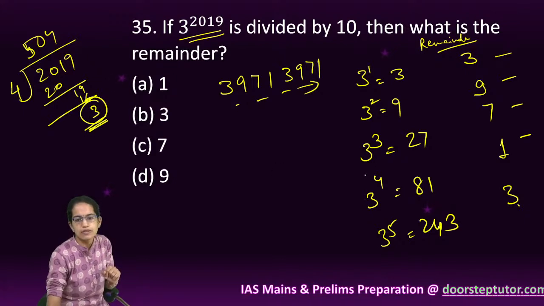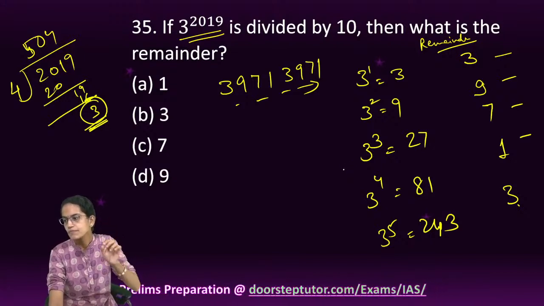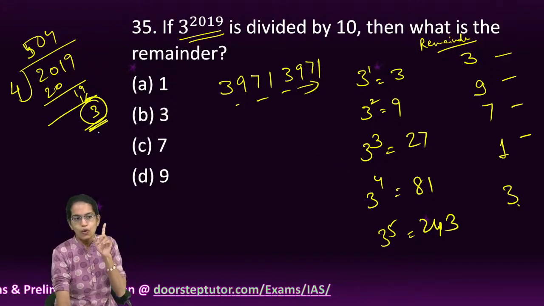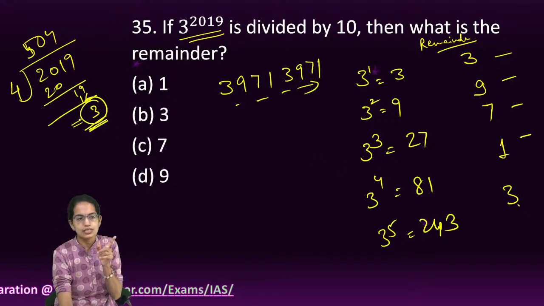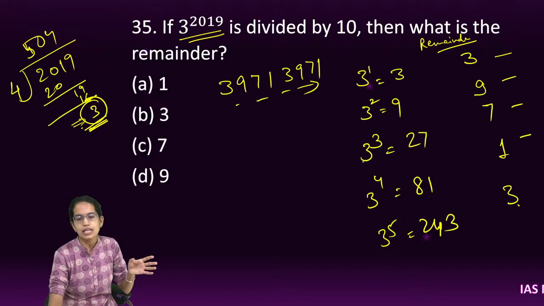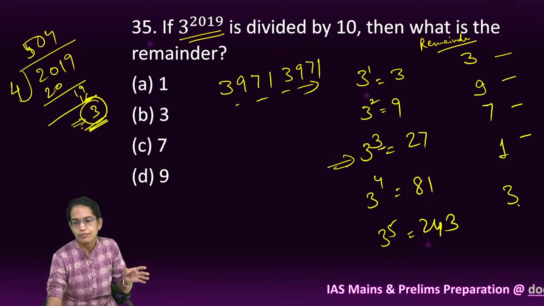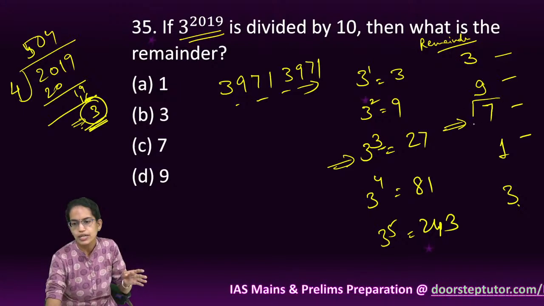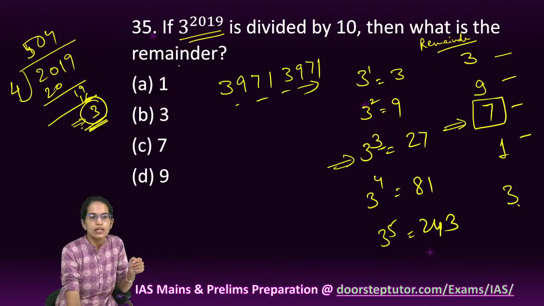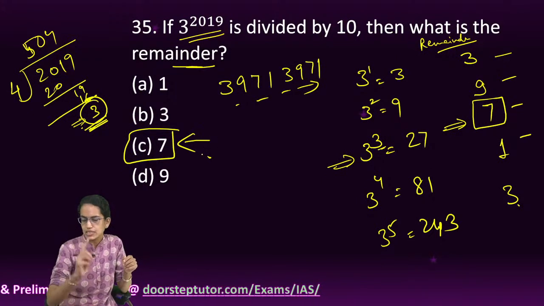Now this 3 is not just the answer. Don't stop here. Now how would we calculate this? This 3 is the remainder of 2091 divided by 4. Now this 3 I have to look at here: 3 raised to power 3. In this case, what was the remainder? The remainder was 7. So in this case, the remainder again would be 7.